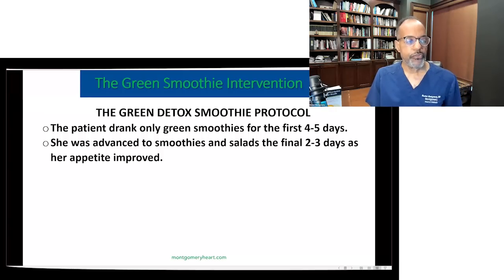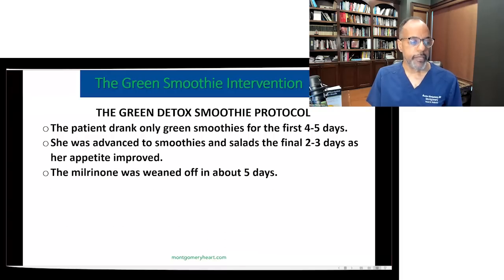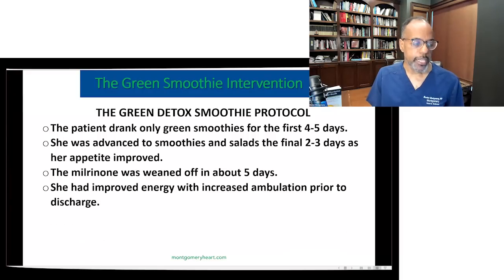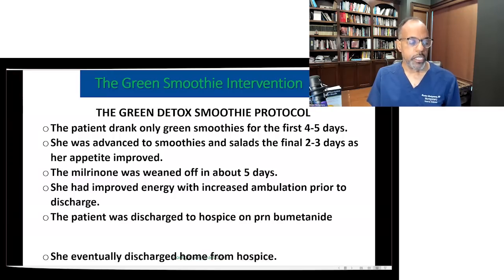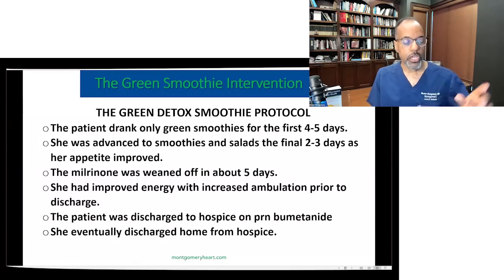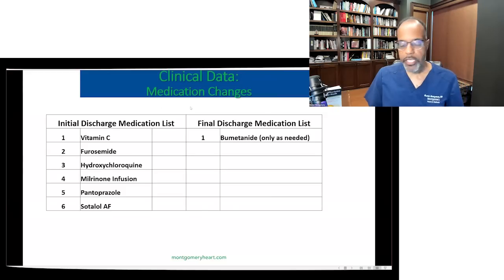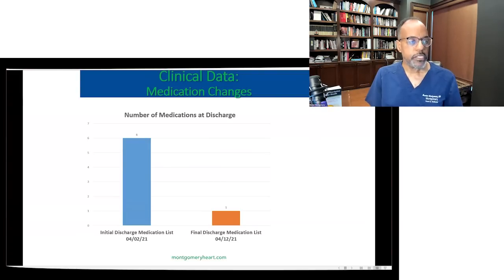Her appetite improved. She was on her feet by that time and was weaned off the milrinone within 5 days. And she had improved energy with increased ambulation and was able to be discharged within a week on just PRN Bumex. She was discharged to hospice initially, but being in the hospital for only about a week, she was then able to go home. We saw her as an outpatient. This is the medication list she started on before we started the green smoothie detox, and she was only on PRN diuretics. There's a graph depicting the same.